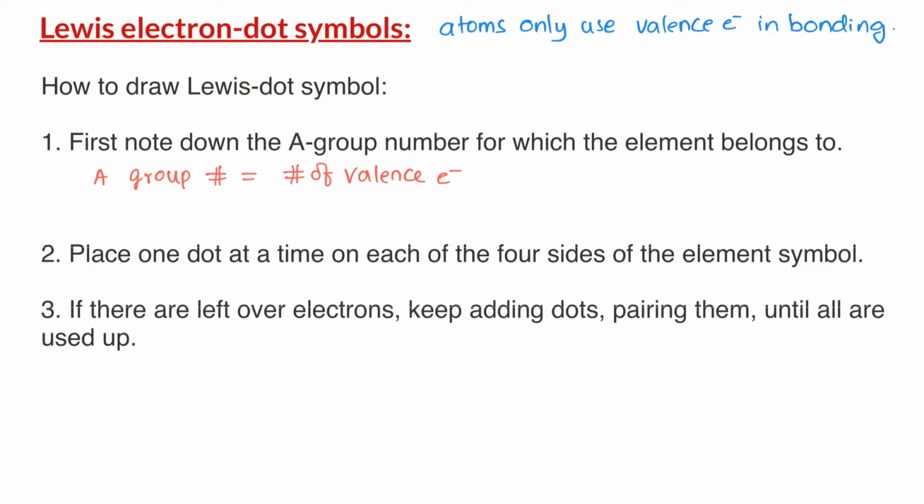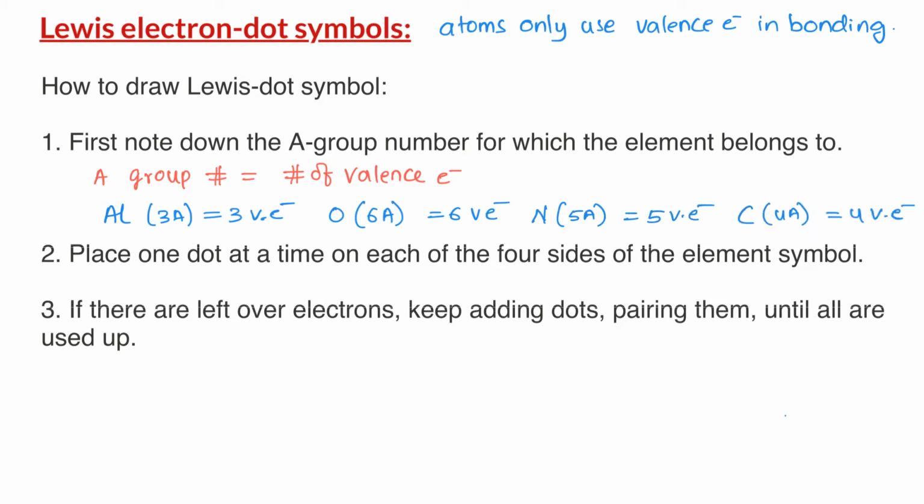For example, aluminum belongs to group 3A and it has 3 valence electrons. Oxygen belongs to group 6A and it has 6 valence electrons. Nitrogen belongs to group 5A and it has 5 valence electrons. Carbon, 4 valence electrons. The only exception to this is helium. Even though it is placed in group 8A, it has only 2 valence electrons.